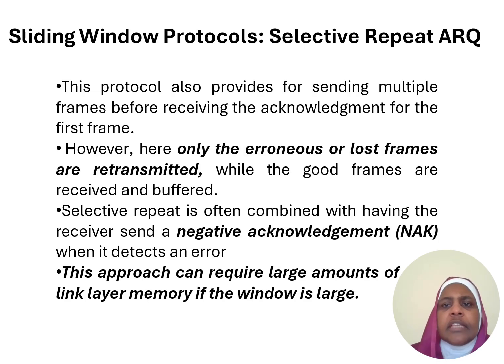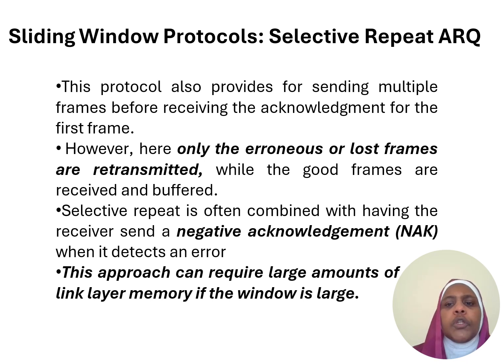The other option is selective repeat automatic repeat request. This protocol also allows the sender to send multiple frames before receiving acknowledgements. However, only the erroneous frames are retransmitted, which means there should be a way for the receiver to buffer the good frames that were sent after the erroneous frame.